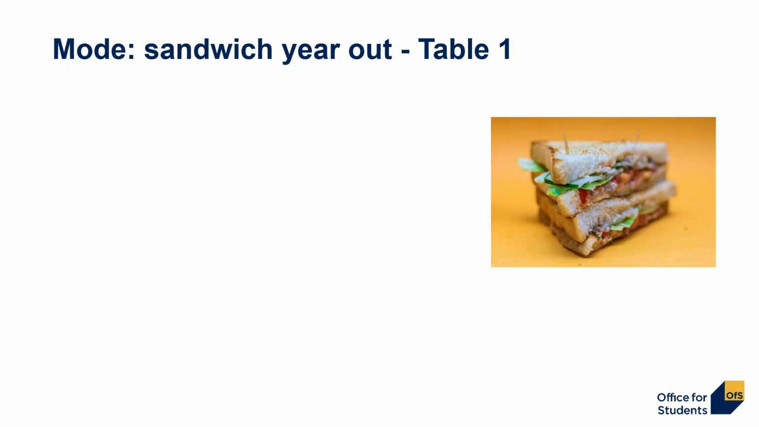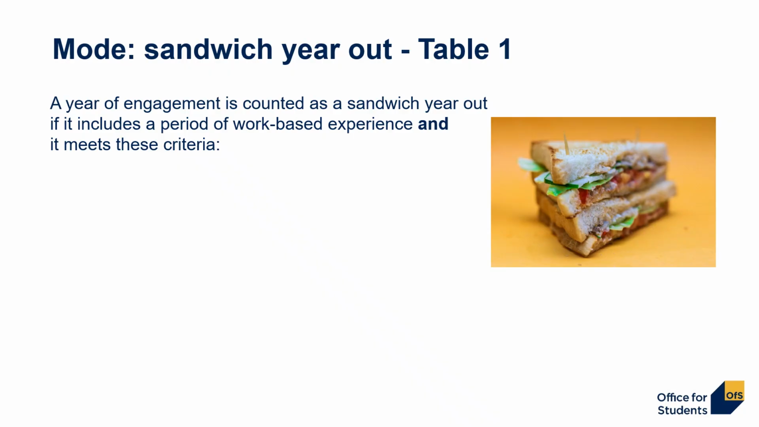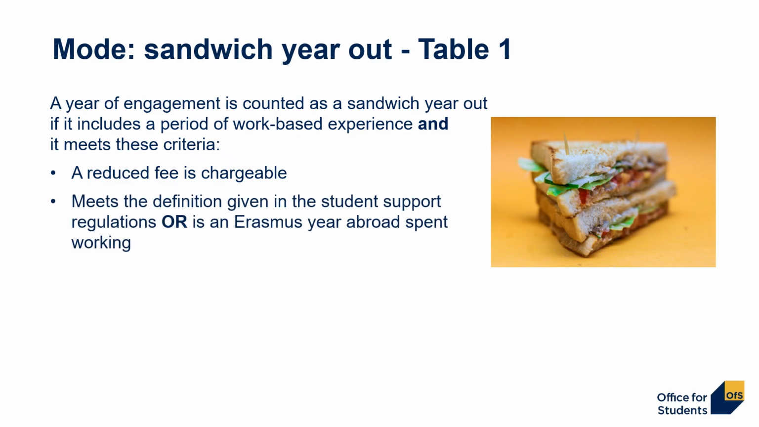So sandwich years out are also recorded on table 1. A year of engagement is counted as a sandwich year out if it includes a period of work-based experience and it meets these criteria. First, that a reduced fee is chargeable. Second, that the year of engagement meets the definition given in the student support regulations for sandwich years out, or that it's an Erasmus scheme year abroad spent working.